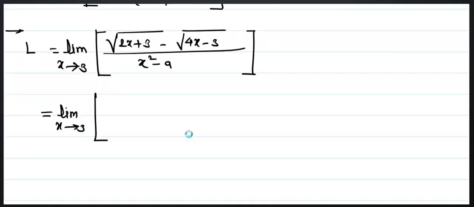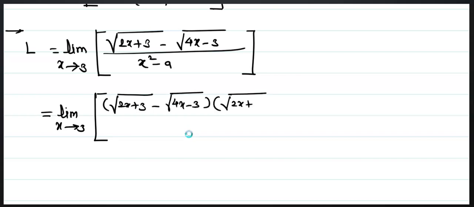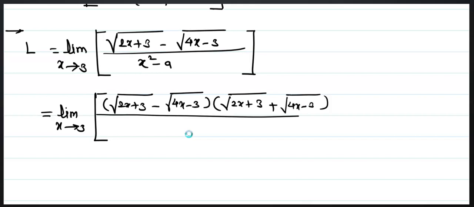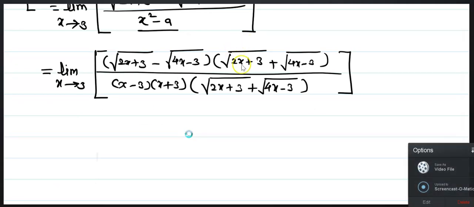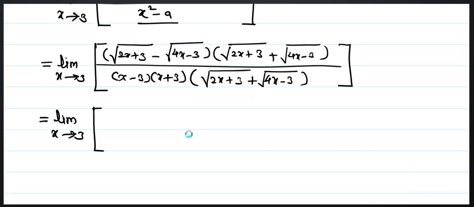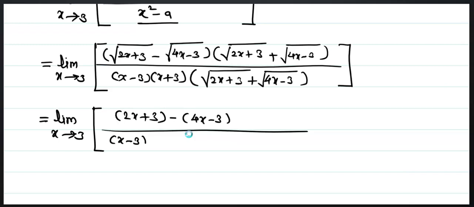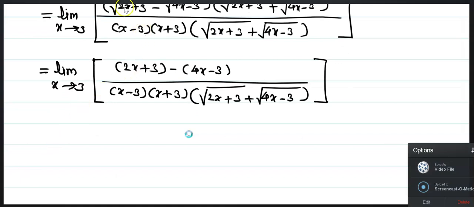Let's write here. We are multiplying with the rationalizing factor. We have multiplied the numerator by root of (2x plus 3) plus root of (4x minus 3), and the denominator is also root of (2x plus 3) plus root of (4x minus 3). Therefore we can write this step. The radical sign gets cancelled. We will get 2x plus 3 minus (4x minus 3). Now we will open the bracket.